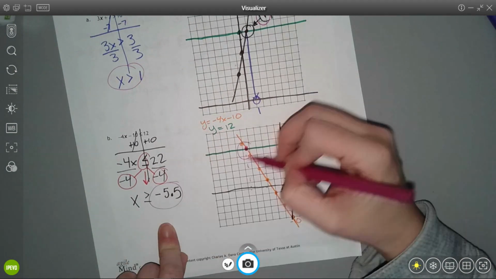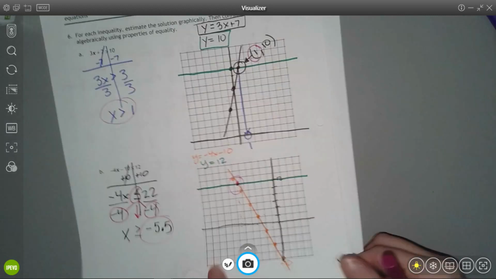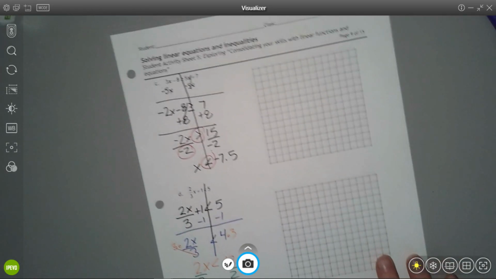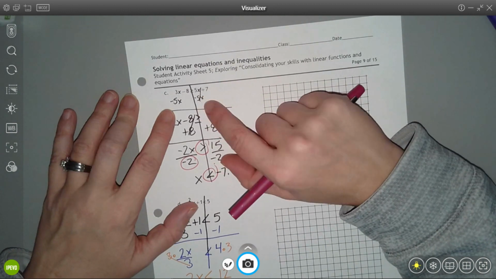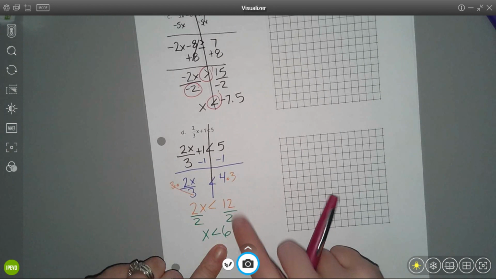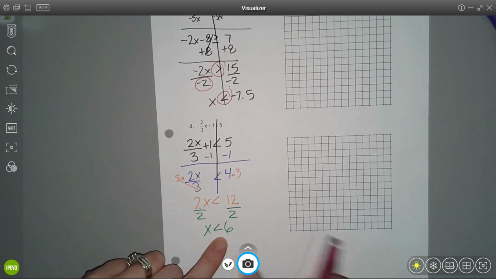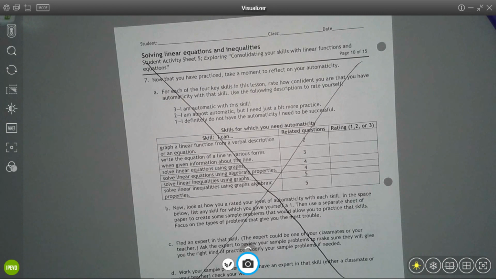And then lastly, these 2 problems here, okay? Same thing, just a couple more steps to it. We get x is less than negative 7.5. And on this problem here, if you work through it, you can look at my steps. I get x is less than 6. Cross off number 7. And then let's head to your reinforcement questions.